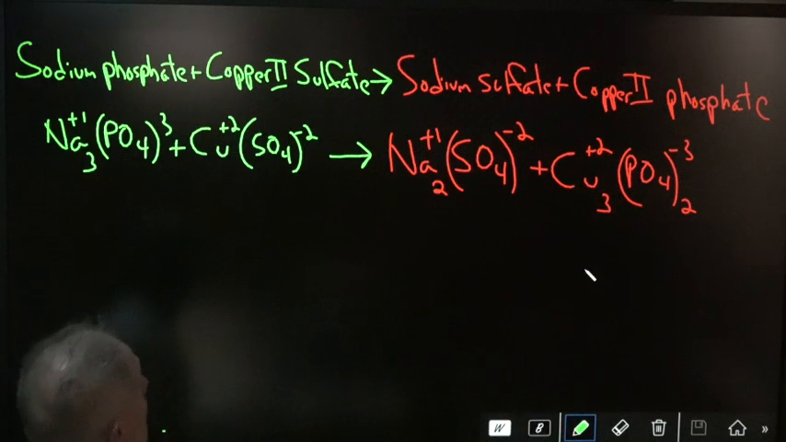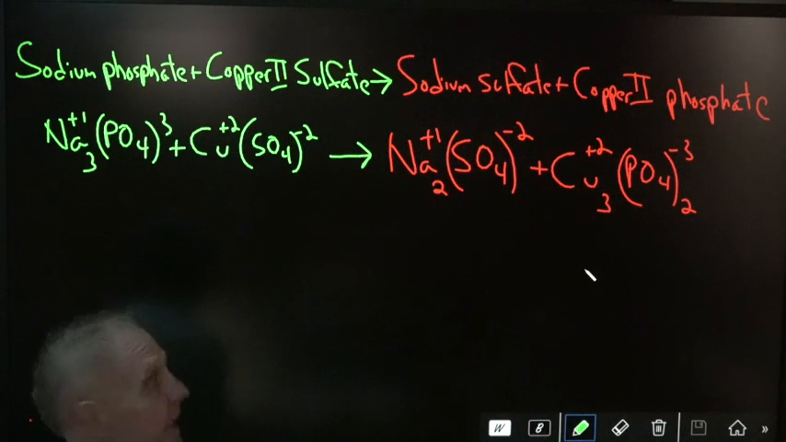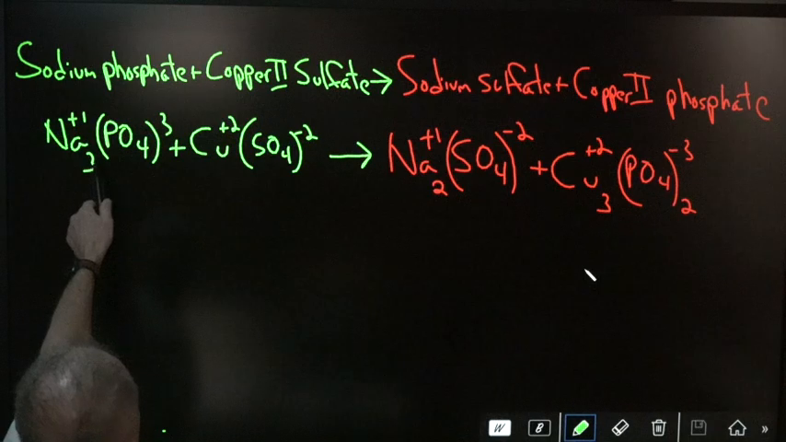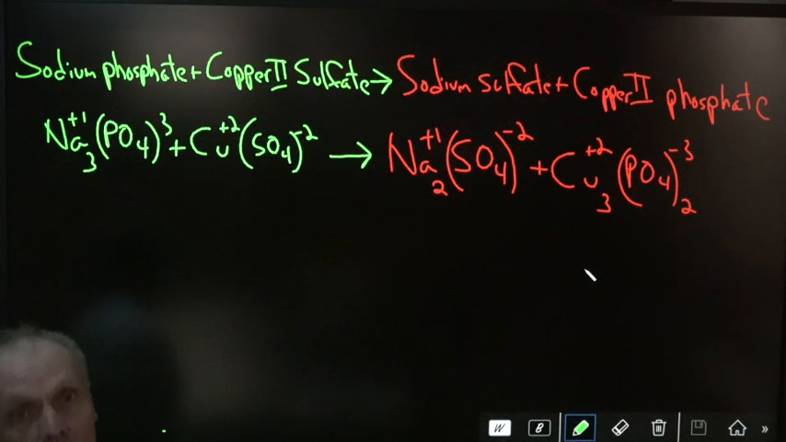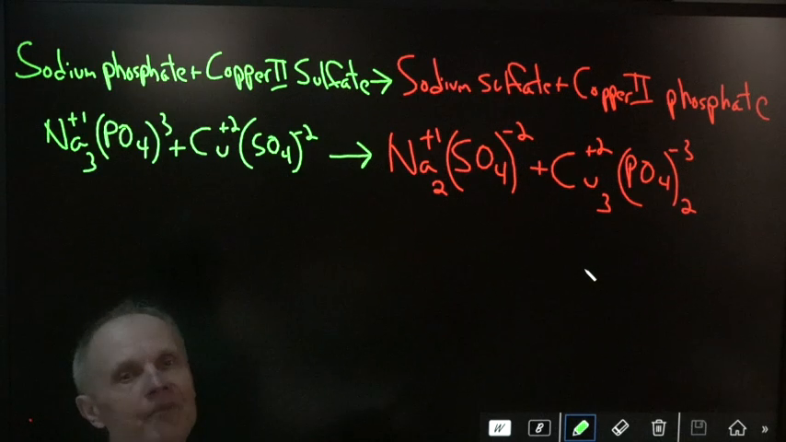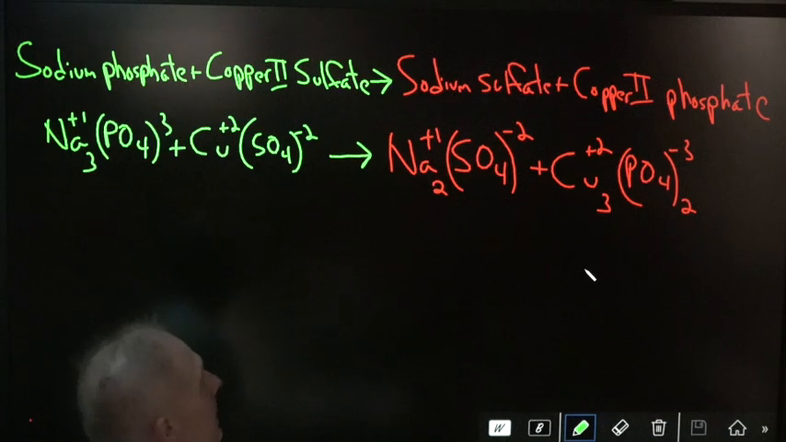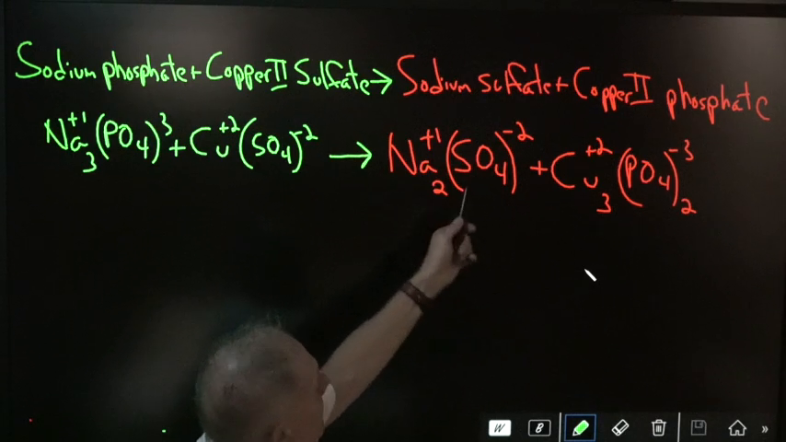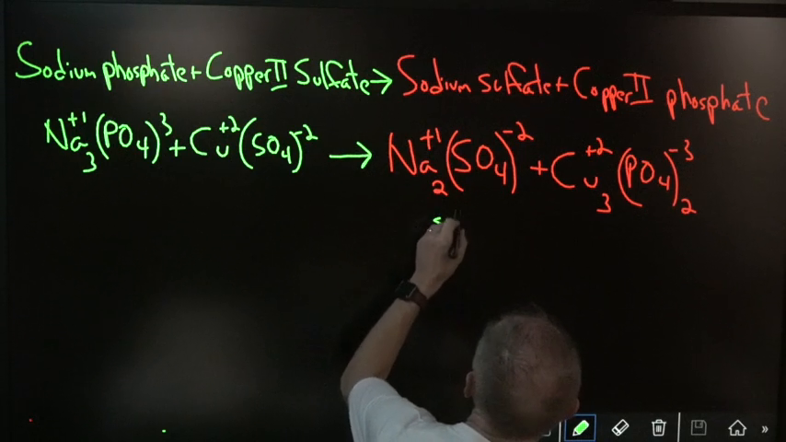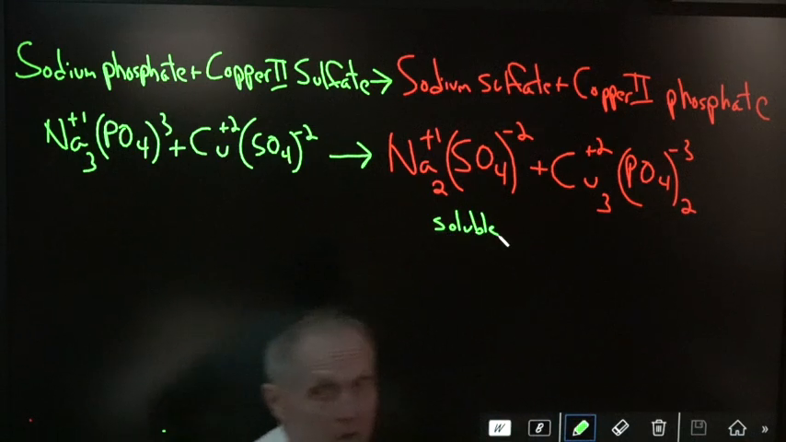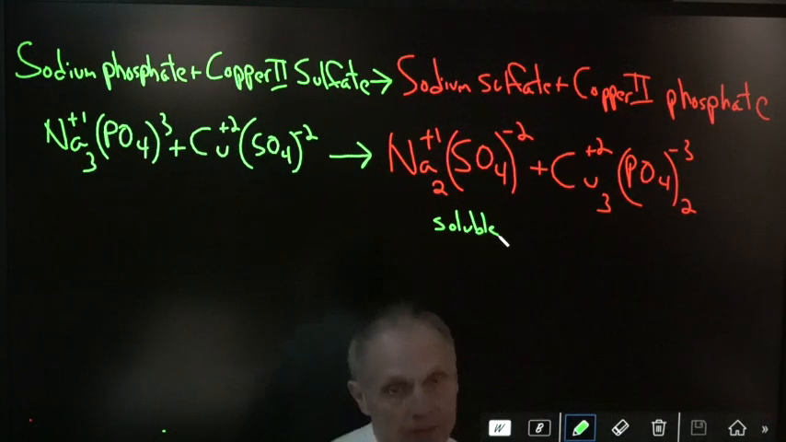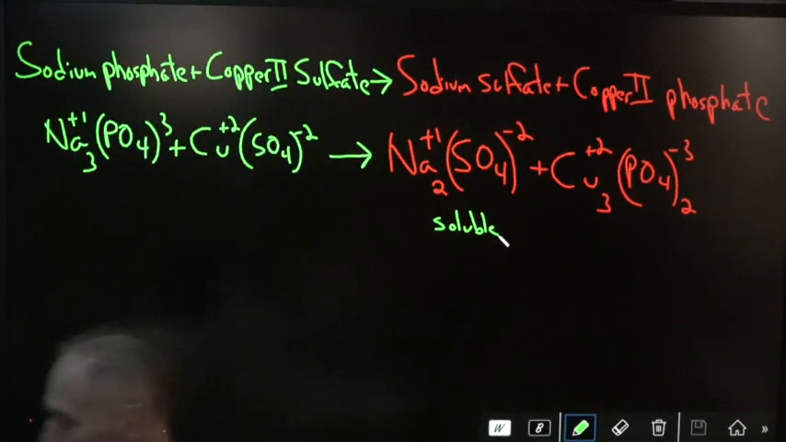Now, the next thing we're going to do is we have to find out if the two products are soluble or insoluble. We know that this reactant's soluble because it has sodium in it. We know this reactant's soluble because sulfate's always soluble if it's hooked, except for a couple different things. Doesn't include copper. So we know for a fact sodium and sulfate, sodium's in there, totally soluble. Now, we have to look up copper 2 phosphate.